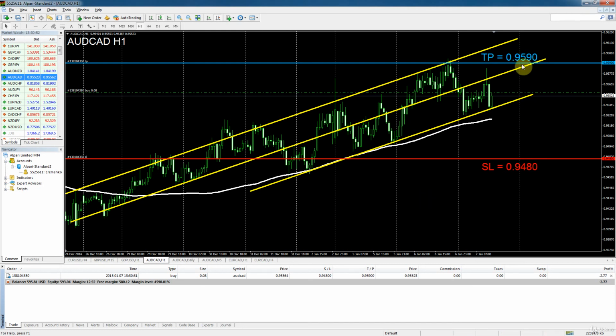So these vertical lines, these are period separators. That means a new day according to server time. So maybe today, maybe the day after, hopefully we'll get a result, and hopefully we'll get a take profit on this order.